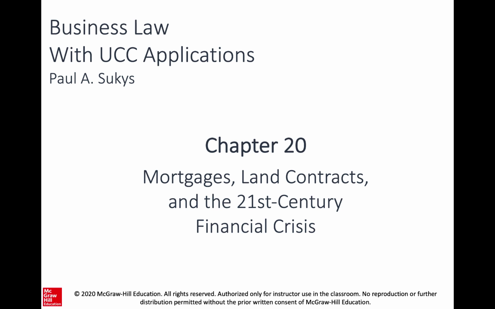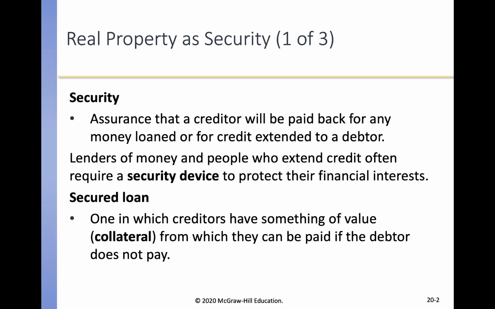In this chapter, we're going to discuss mortgages, land contracts, the financial crisis, and then just some security measures. So first, mortgages are when real property are used as security for a loan. And a security is an assurance that a creditor will be paid back for any money they have loaned. Lenders of money and people who extend credit usually require security devices to protect their interest.